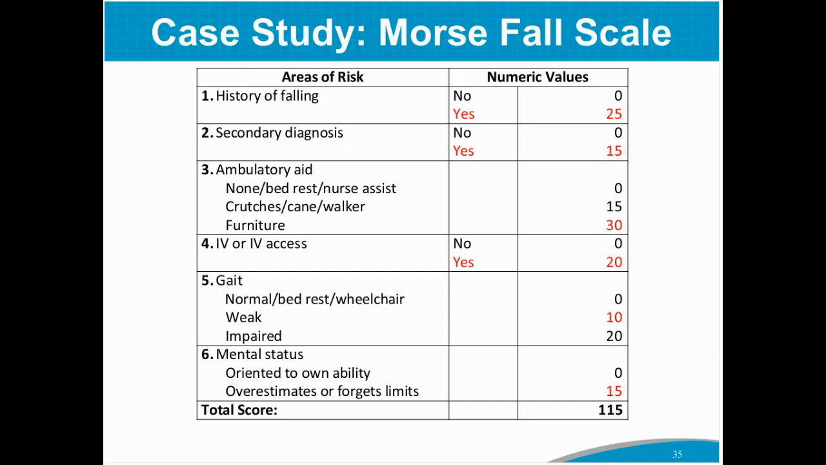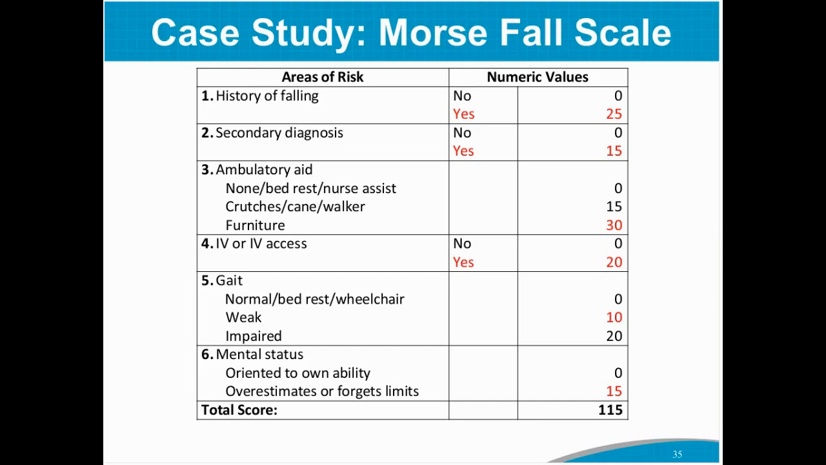We learned that the patient walks with a cane. However, the patient's first response is not to grab the cane, but to grab furniture. And so instead of rating this patient's ambulatory aid as a cane, we rate it as furniture, which is a 30, because as I mentioned, patients who go first for the furniture are at much higher risk than patients who tend to use their assistive device, since the furniture in the hospital is on wheels.